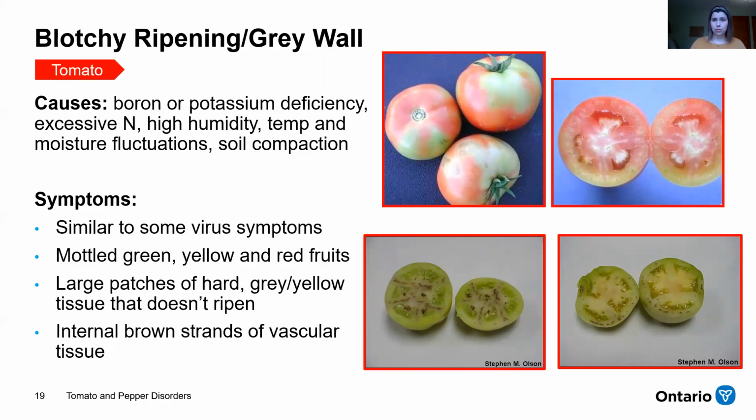The tomato fruit will appear mottled green, yellow, and red, and the flesh develops large patches of hard gray to yellowish tissues that do not fully ripen. When the fruit is cut open, as seen in the bottom two photos, brown strands of vascular tissue might be seen. Sometimes symptoms related to blotchy ripening may also be called gray wall, and these seem to be more common in high tunnel tomatoes as opposed to field grown varieties.